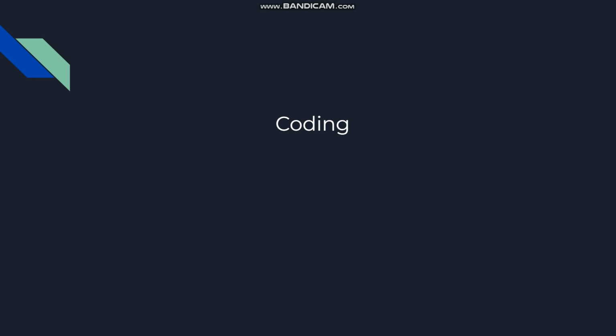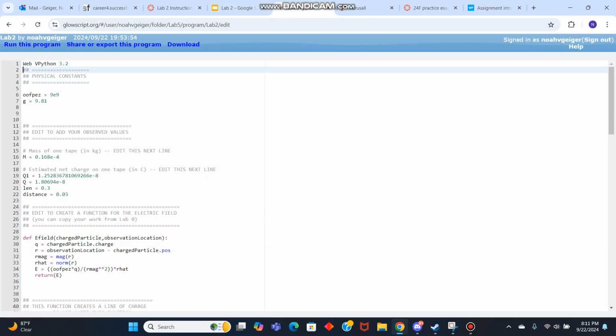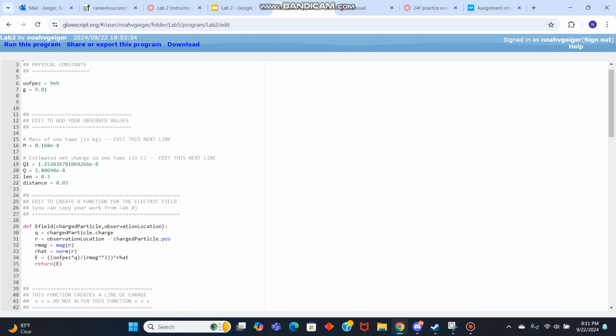So let's move on. Coding. I said the main difference was coding, so let me show you. As we see here, our E is going to consist of the charge times gravity over R times R hat. And this is just going to help us get the electric field at each point. That's kind of a bad way of explaining it, but basically what this is saying is take it at each point.